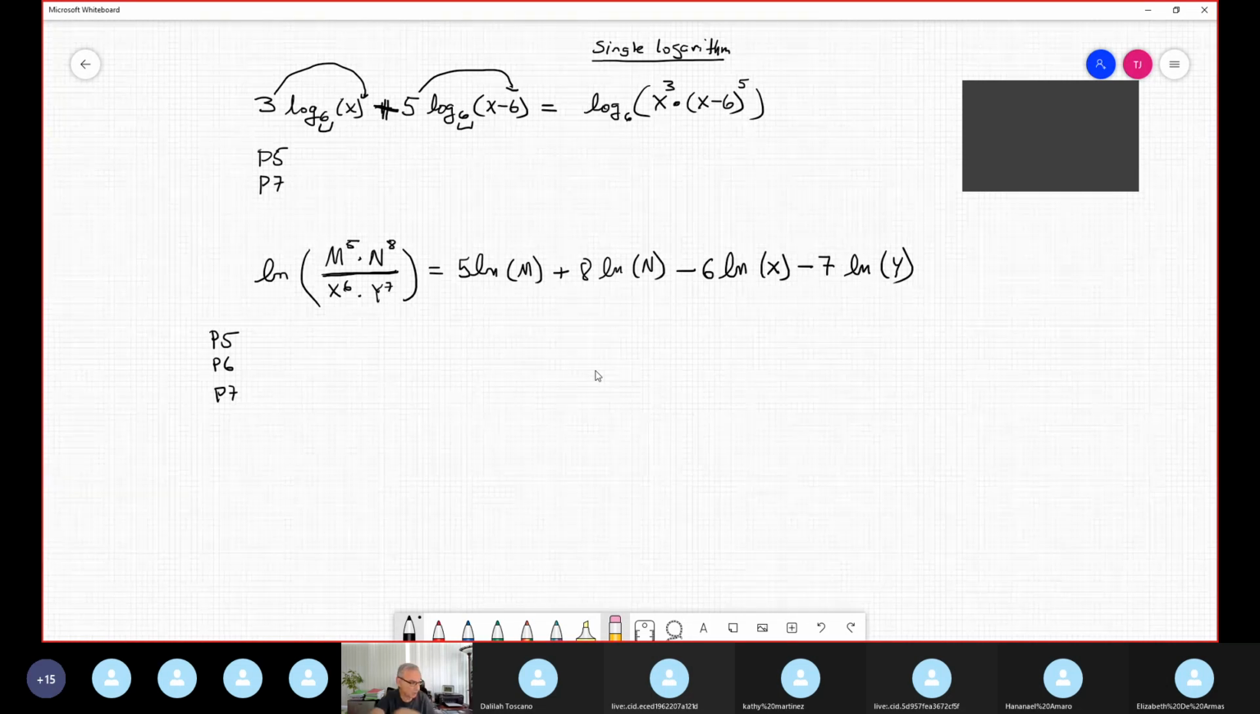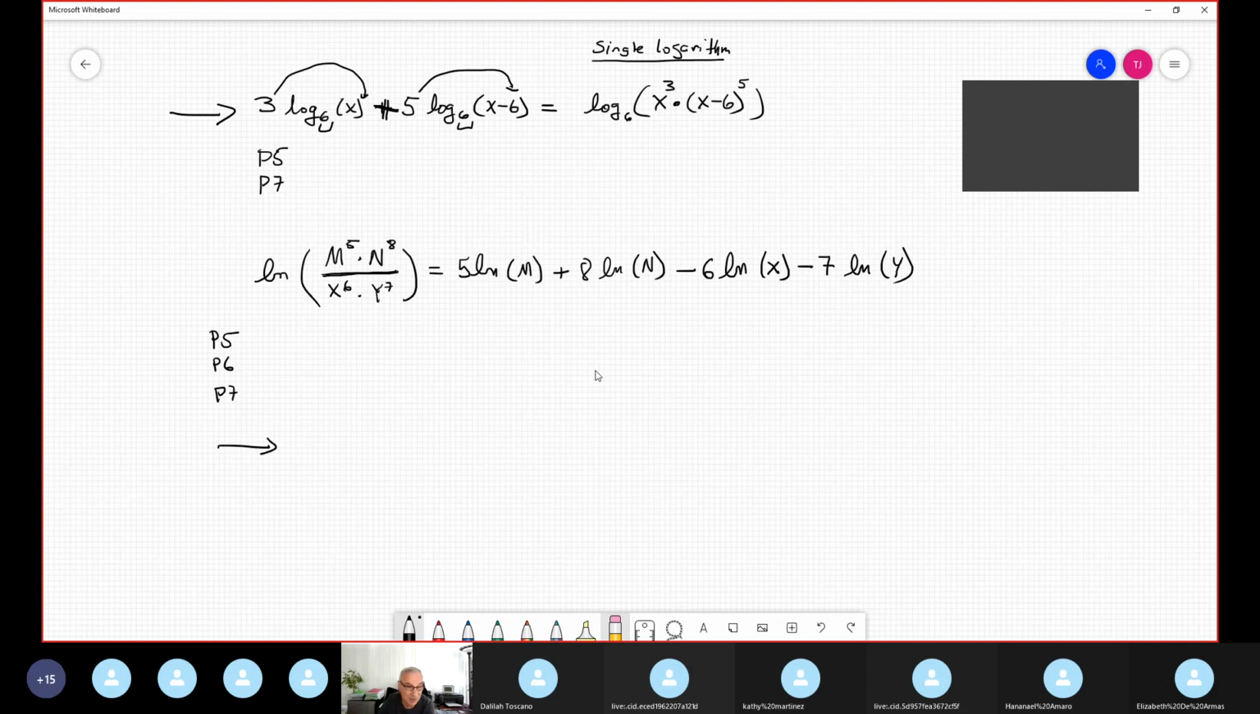Suppose another example. I suppose it's easy, but I suppose it's not easy, no? Okay. Suppose this example. Let's do one similar to the first one, in which you have several logarithms and you condense them into only one.